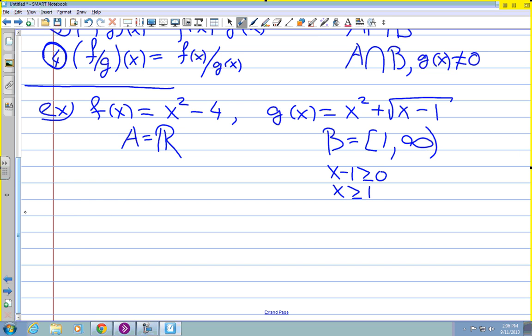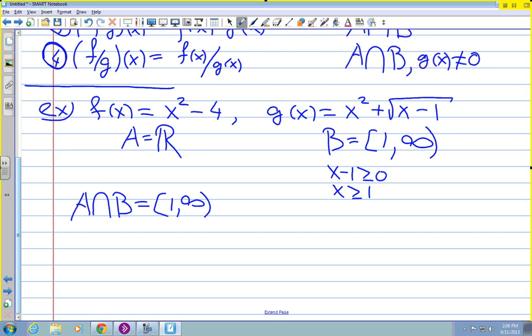So what is the intersection of the two? What is A intersecting B? What do you think? What do they have in common? All real numbers, and then all real numbers greater than or equal to 1. Why would it be equal to? Because you can get 0 in the square root. Square root of 0 is okay. A intersection B is just the domain of B. That's right. Since A is all real numbers, the intersection will just be everything greater than or equal to 1.